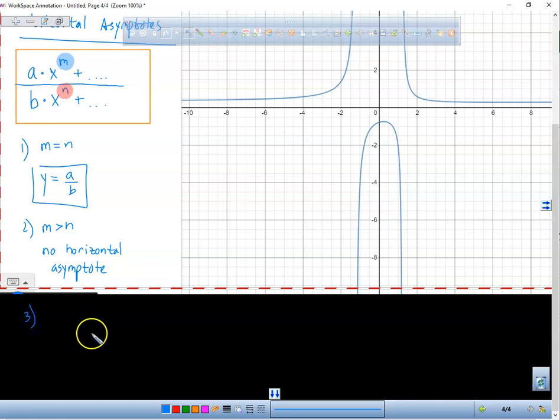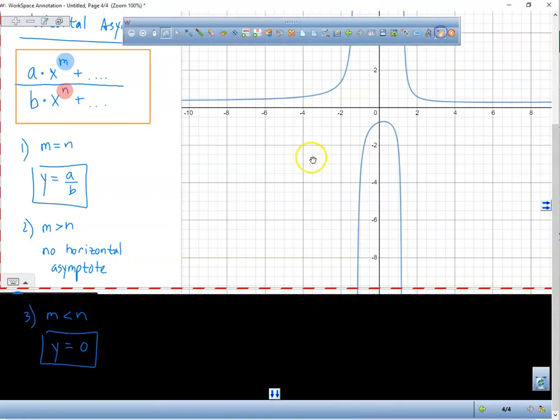What's the last and the only third possibility? m could be equal to n, m could be greater, or m could be less than n. If m is greater than n, there's none. If m is less than n, no matter what, your horizontal asymptote will always be y equals 0.